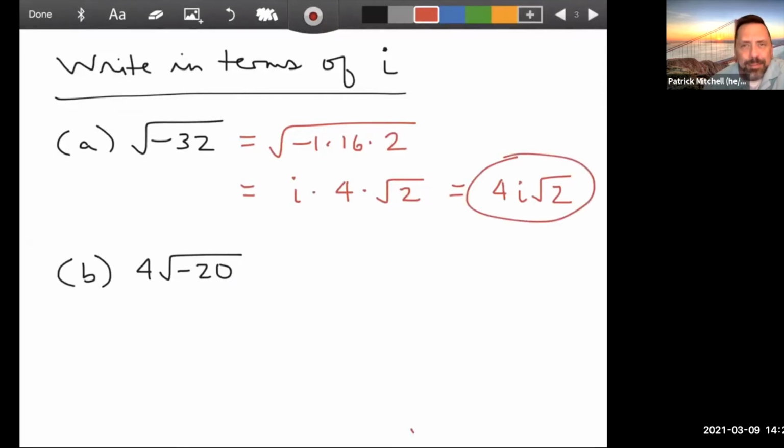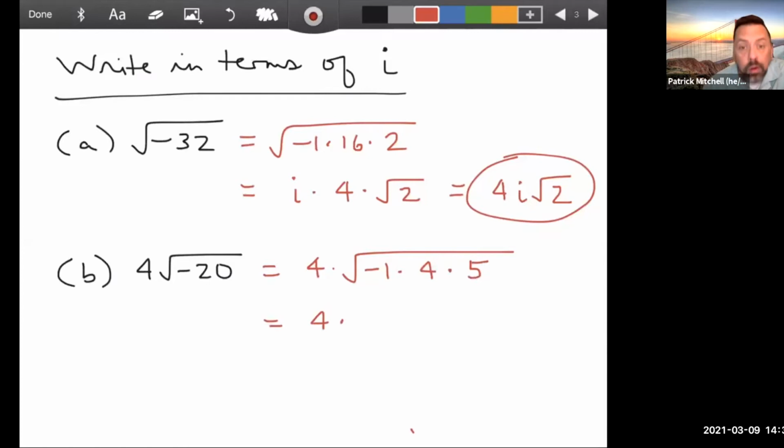Make sense? All right, letter B would be a good one for you to try. If you're feeling frisky, pause the video, try it, come back and compare notes. All right, so that 4, we'll just leave that there. And I'll put a -1, and then the biggest perfect square factor of 20 is 4, and then the leftover is 5.